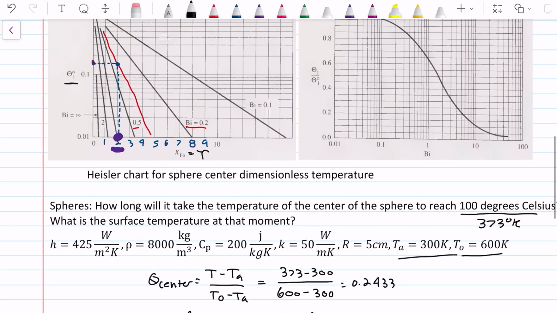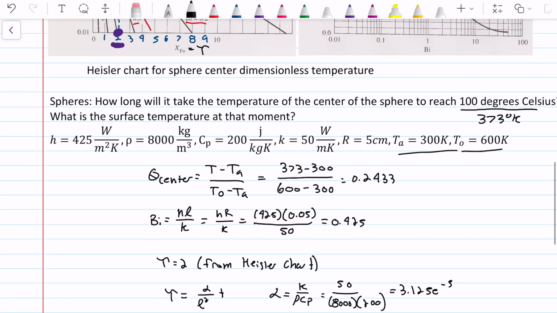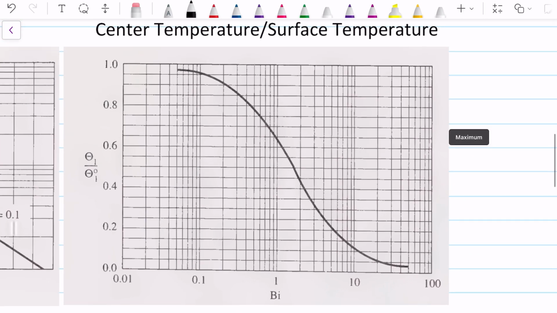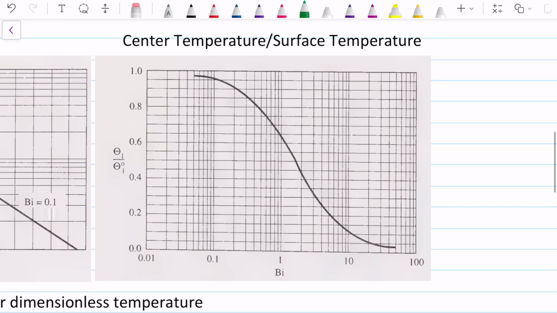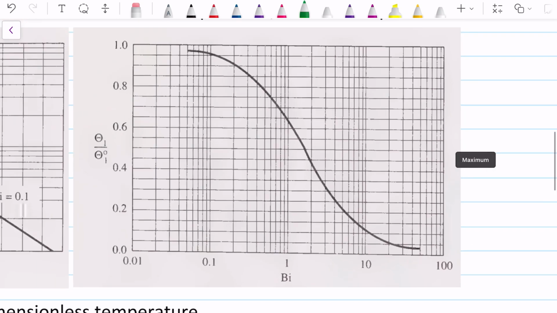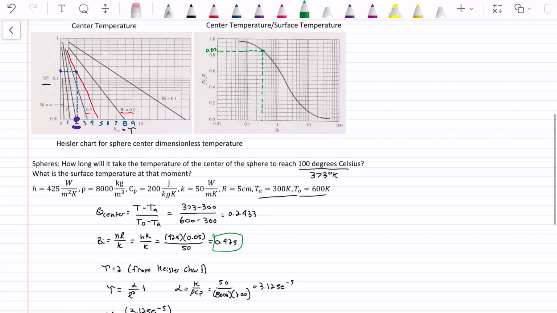What is the surface temperature at this moment? So now we know the center temperature. We also know a Biot number, we know a tau, we know a lot of stuff. We don't know the surface temperature. So now we can use this chart. Let's find our Biot number. Our Biot number was 0.425, which is going to be around here. I'll just call it roughly. And on that line, that looks like, what is that, 0.85-ish.